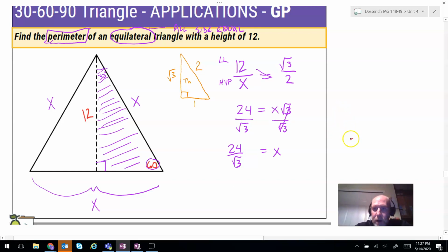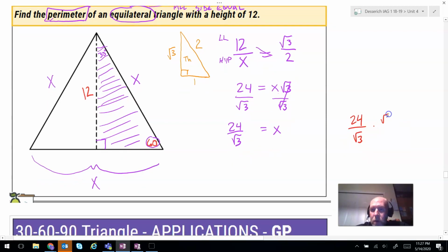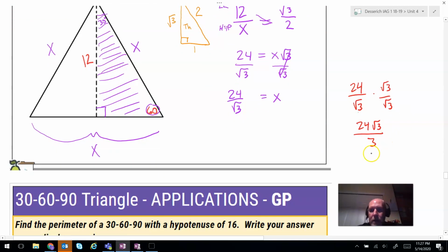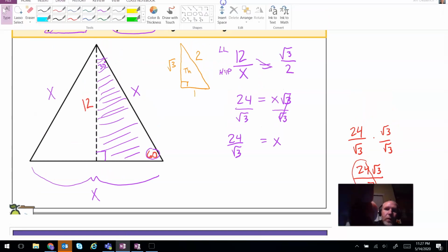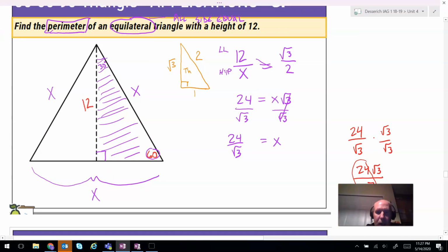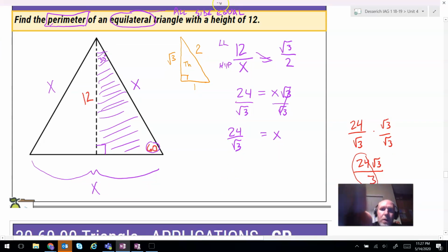So let's go off the side here. We don't want any square roots in our denominator, so we're going to multiply top and bottom by square root of 3. We get 24 square root of 3 over, remember, again, it's the square root of 9, but the square root of 9 is really just 3, so we got 3 there. And we can divide that. The 24 divided by the 3 does equal 8 square root of 3. So really we just found out that the hypotenuse length is 8 times the square root of 3 equals x.